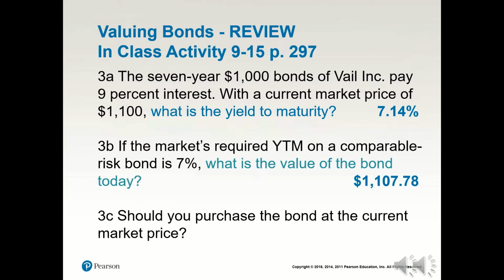We're evaluating this bond that will cost us $1,100. It's selling at a premium because the coupon rate that pays out interest is higher than the yield to maturity of 7.14%. If we pay $1,100 for this bond, we will earn 7.14% return on our money.